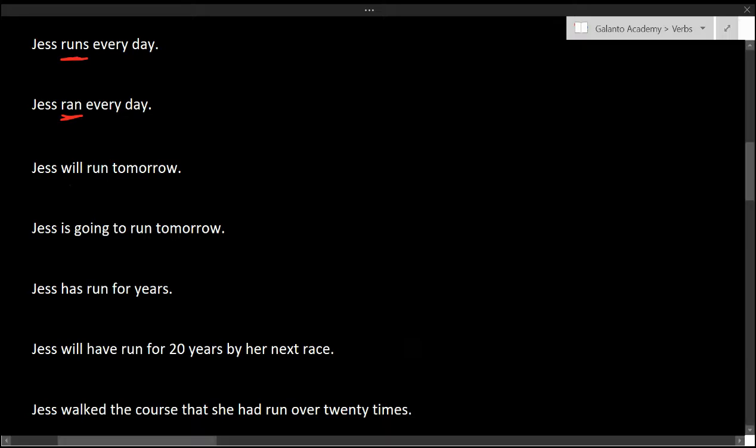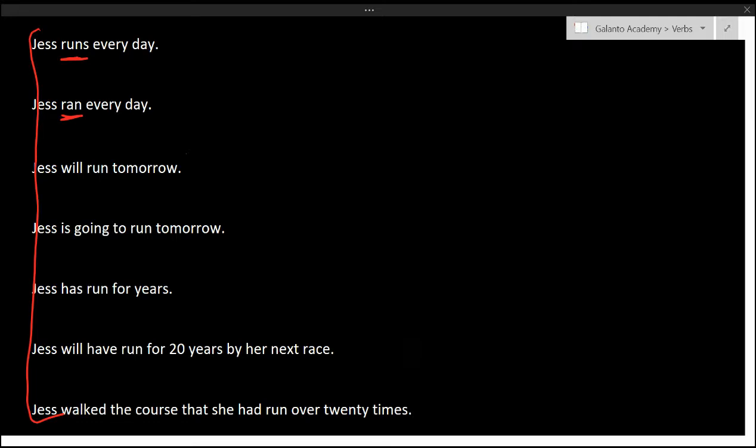So Jess will run tomorrow, Jess is going to run tomorrow, Jess has run for years, Jess will have run for 20 years, Jess walked the course that she had run over 20 times. All of these are different types of verb tenses. And the good news is that you actually don't really need to know the names of the different verb tenses, but you have to know when they are not agreeing with the other verbs in a passage.